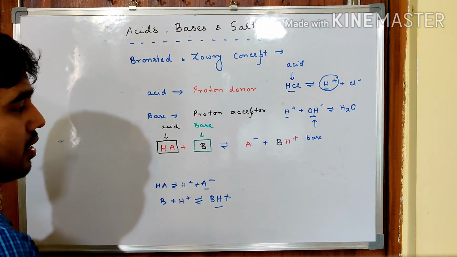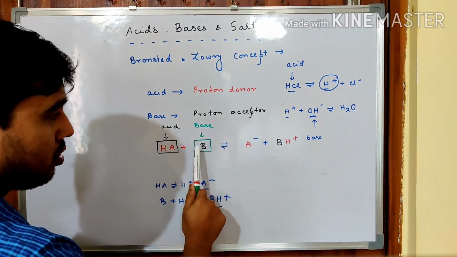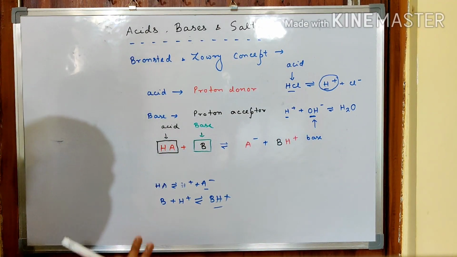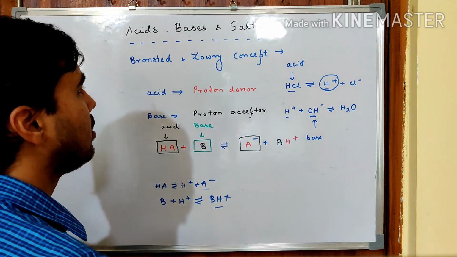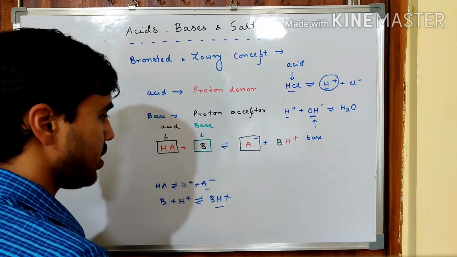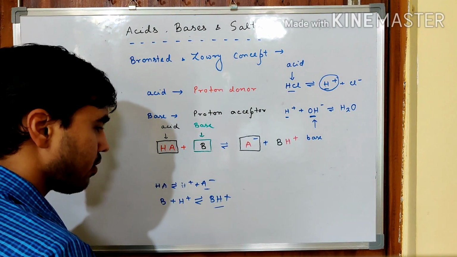So again, acid loses proton, base accepts proton. I hope it is clear. After knowing the Bronsted acid and Bronsted base, there are two more species that we are going to know.